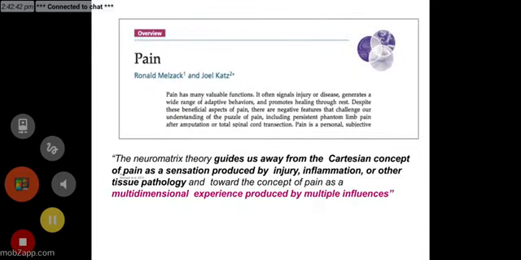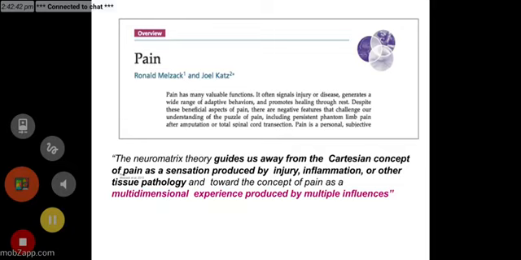Now, pain, as per Ronald Melzack and Joel Katz, has a valuable function. It often signals injury or disease, generates a wide range of adaptive behaviors and promotes healing through rest. Despite these beneficial aspects of pain, there are negative features that challenge our understanding of the puzzle of pain, including persistent phantom limb pain after amputation or total spinal cord transection. Pain is personal and subjective.